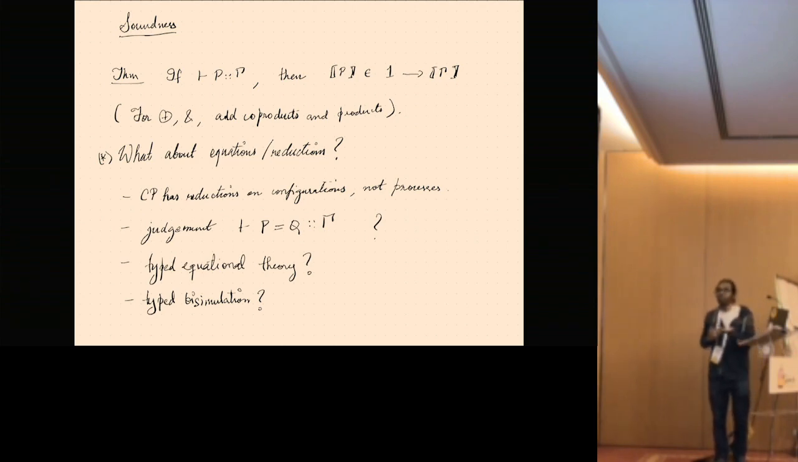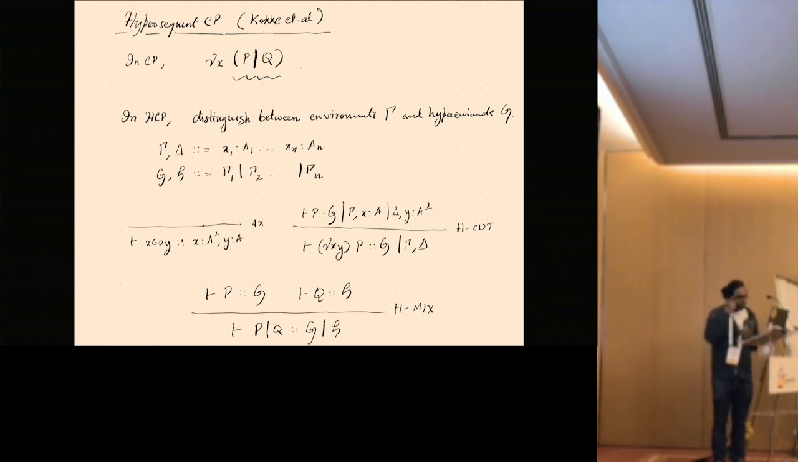In CP, there is an even worse problem, which is that the reductions are on configurations, not processes. What would be a typed bisimulation, or a judgmental presentation of what two processes being equal should be? So CP has a bunch of problems, and HCP comes and fixes it.